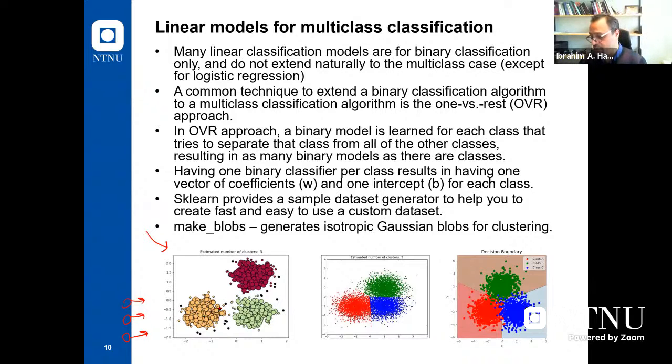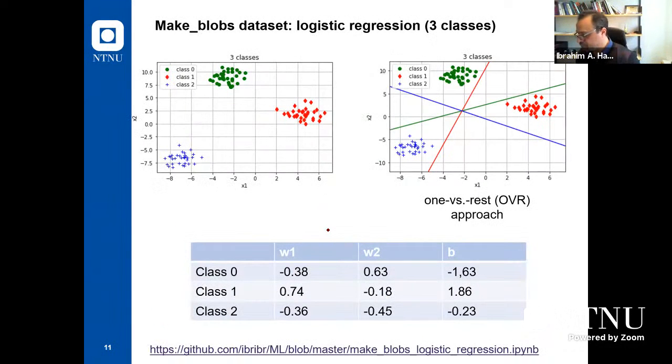But if you want to solve this problem using a perceptron, we need to use a technique called one versus rest. We will build a model to classify this one against the rest. We will use another model to classify the second class against the rest, and another model to classify the third against the rest. So in this case, we will get 3 models if you want to use a perceptron or binary classifiers.